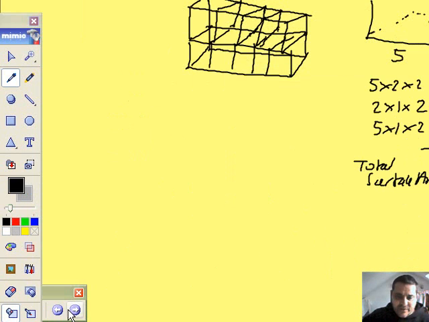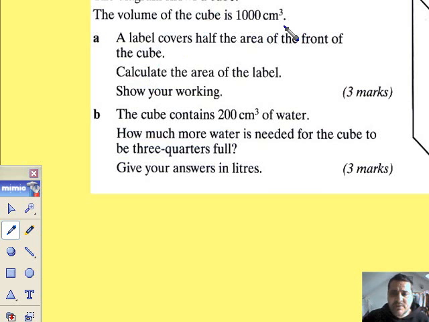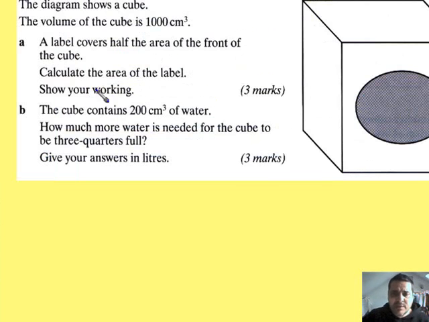So question 4 on the other page now is the last question for the assessment. It says the diagram shows a cube. There it is. The volume of the cube is 1,000 centimetres cubed. And the label covers half the area of the front of the cube. Calculate the area of the label and show your working. Okay, I think I will.